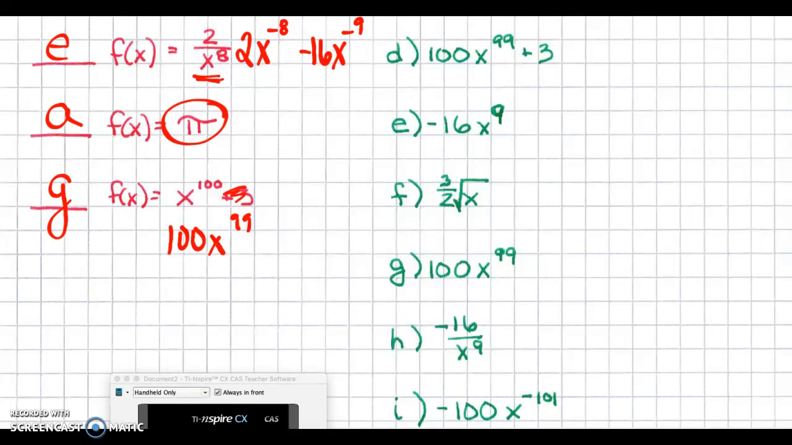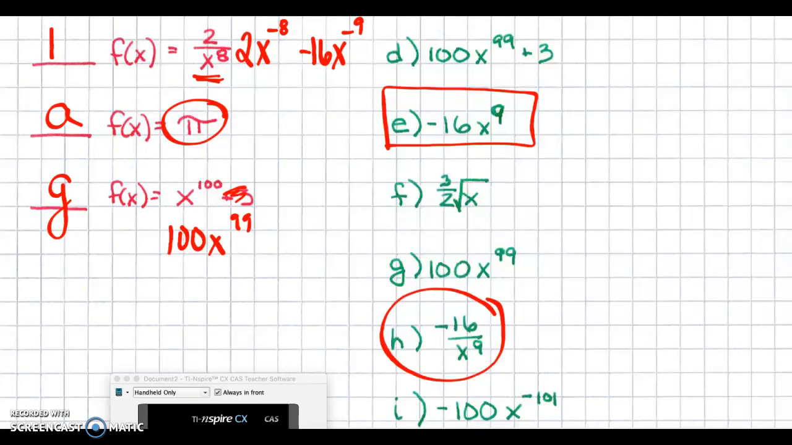Yeah, I fell for it too. E is not correct on this problem right here, because I need negative 16x to the negative 9th. And this is not to the negative 9th. If it's negative 9th on the top, it could be positive 9th on the bottom. Correct answer was H. Got myself. But I figured it out. Okay, on to the next part here.